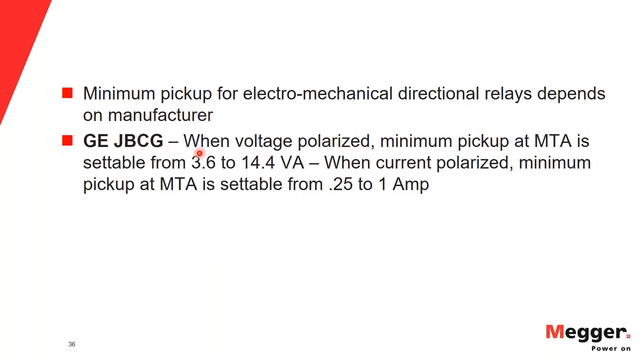You can check the nameplate and see what the minimum pickup is, and then you can inject your currents accordingly. This CG relay in particular, when it is voltage polarized, the minimum pickup at the maximum torque angle can be set anywhere from 3.6 to 14.4 VA. Remember I said that directional unit pickups are always in VA, volt amps. This relay, when current polarized, has a minimum pickup settable anywhere between 0.25 and 1 amp. So whenever you're using voltage polarizing elements, keep in mind your pickup would be in units of voltage times amps.